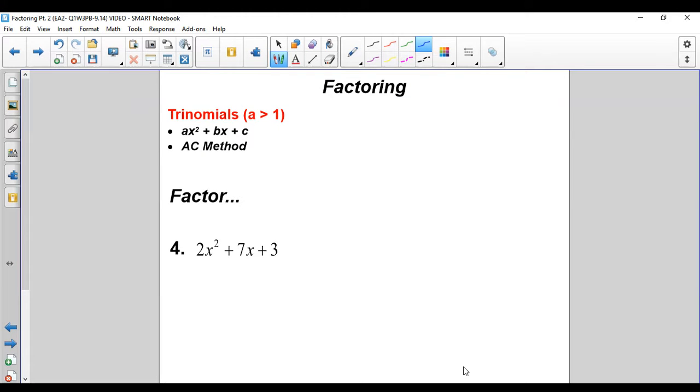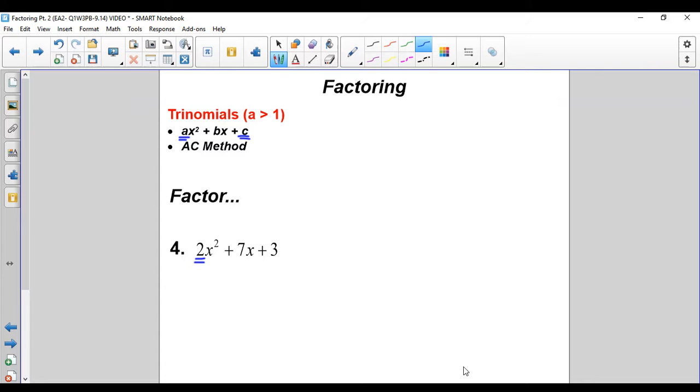Still looking at factoring trinomials where a is greater than 1. But the difference from the last video is I don't have a greatest common factor. So I'm going to have that a value out front, and I need to know how to deal with it from here. So we're going to use what's called the AC method. We call it the AC method because we're dealing with the a and the c.